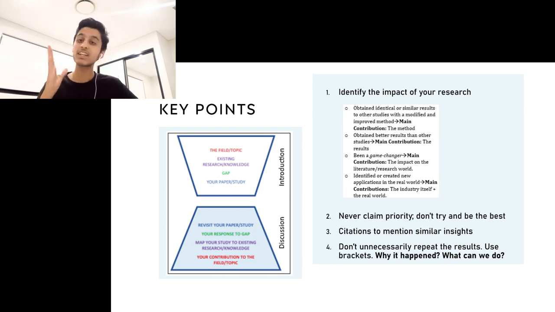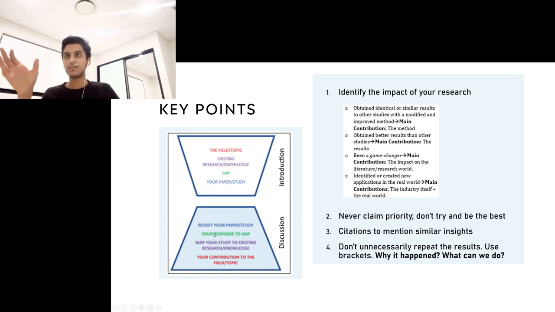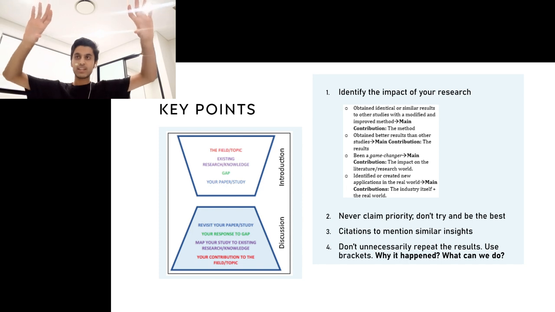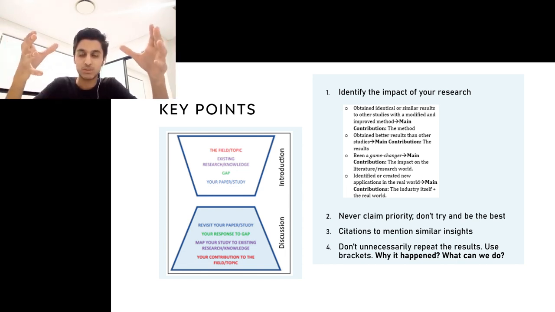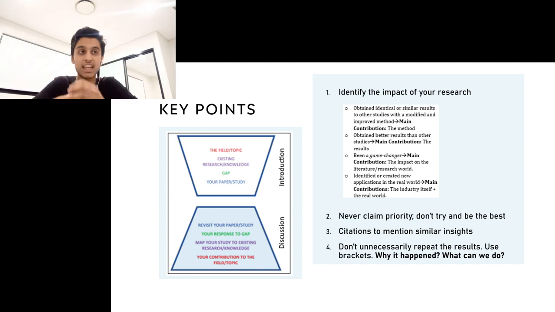Okay, second key point, never claim priority. Don't try and be the best. Basically, if you try and show that you're intellectually superior and you say, our study was the first to have done this, it only ends up making you sound dumb. Because imagine boasting in real life and you're talking with a group of people and you're boasting towards them, like, look at me, I've achieved this and that and that. No one wants to hear that. You just want to state your implications, state your insights. And if the insights are really good, other scientific papers will acknowledge it in the form of citing your paper.